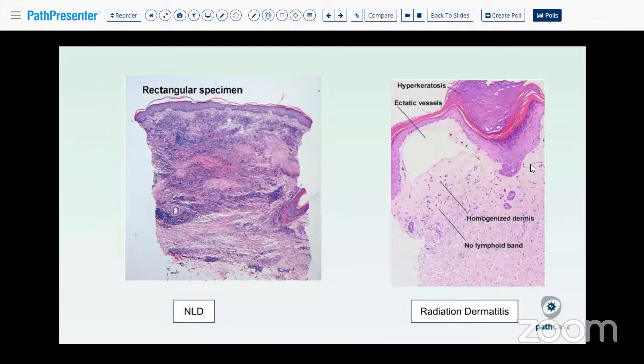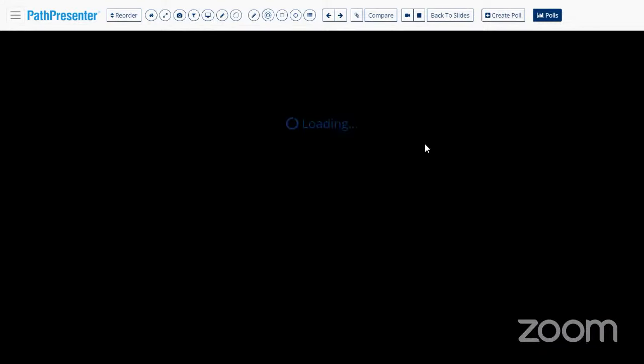NLD versus radiation dermatitis, both square punch. However, NLD having that layer cake necrobiosis, radiation dermatitis is sclerosis associated with radiation fibroblasts and dilated capillaries.